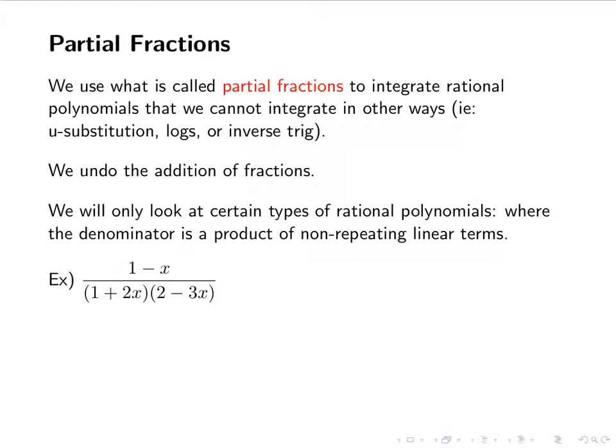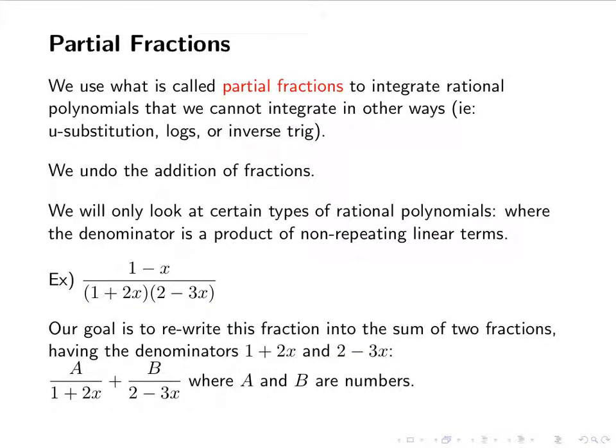We have 1 minus x over 1 plus 2x times 2 minus 3x. So each of these are linear, and they're not repeated. It's not the same linear term. Our goal is to rewrite this fraction into the sum of two fractions. Each of our fractions is going to have the denominator that's part of the product. So we're going to have something like a over 1 plus 2x plus b over 2 minus 3x. Most of this is going to be solving for a and b, which are going to be numbers.